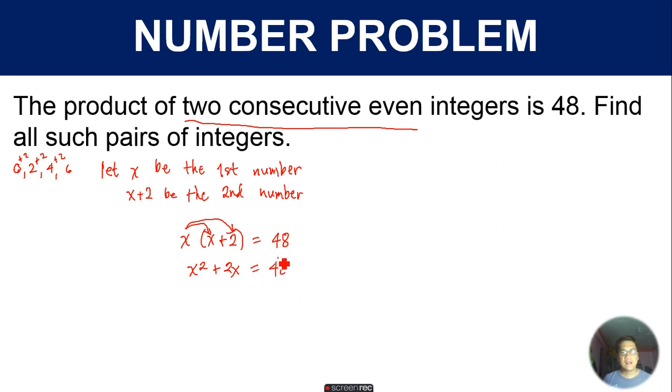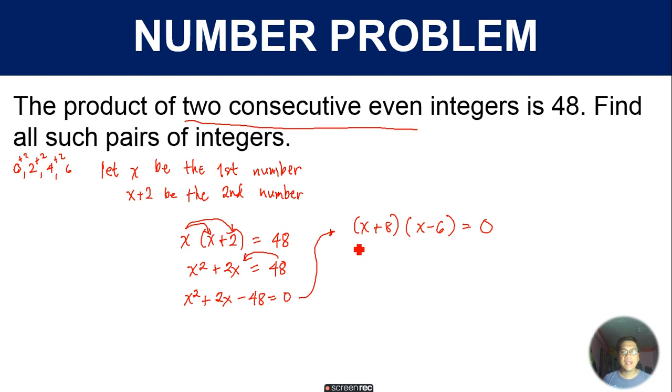And then, we're going to transpose 48. So, this will be x squared plus 2x minus 48 is equal to 0. Okay? And then, this is factorable, so we are now going to factor. The factors of x squared plus 2x minus 48 are x plus 8 times x minus 6 equals 0. Okay, so these are the factors.